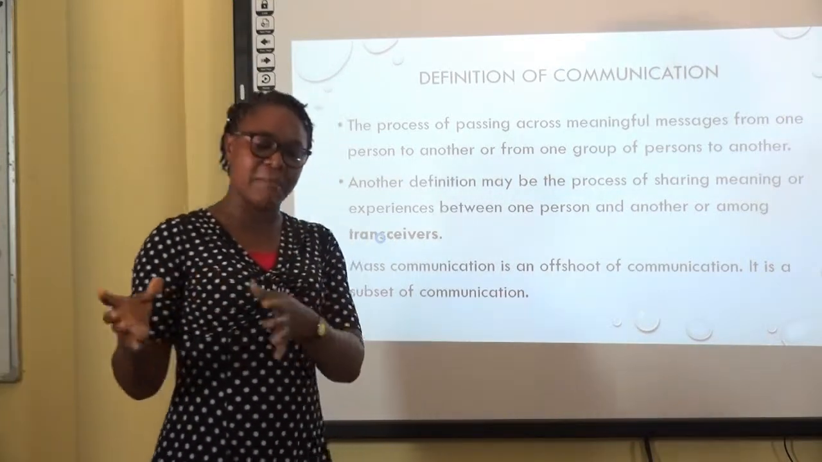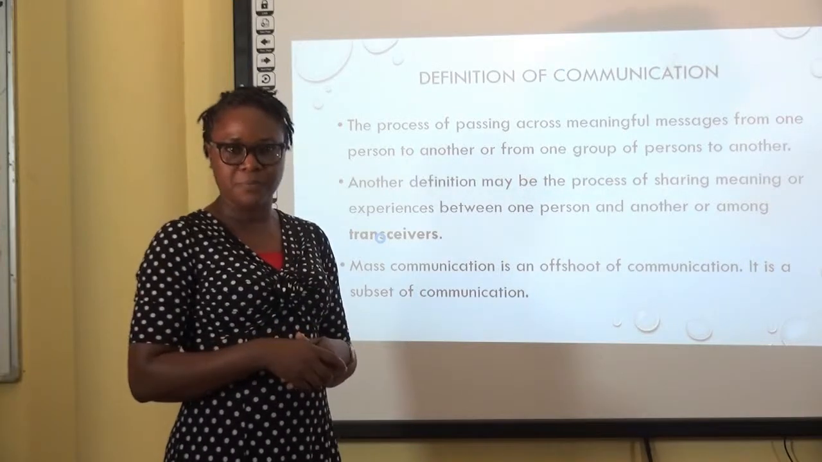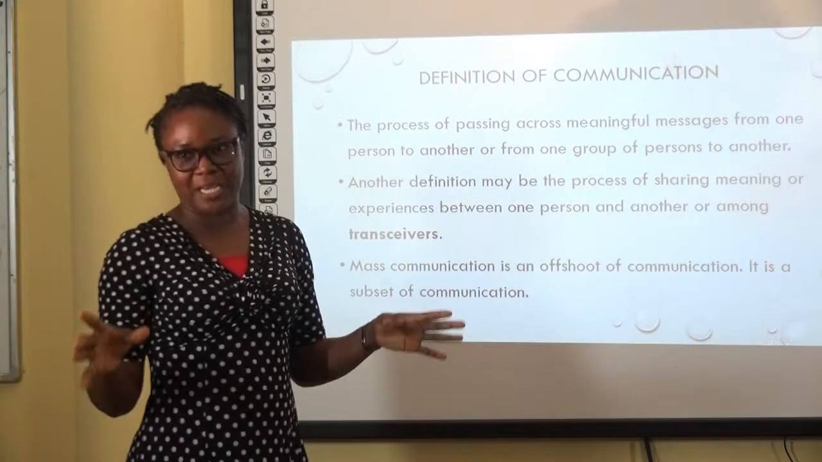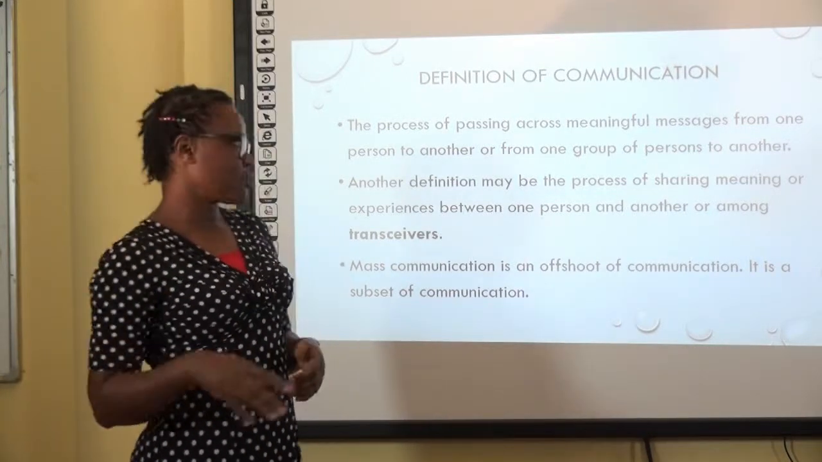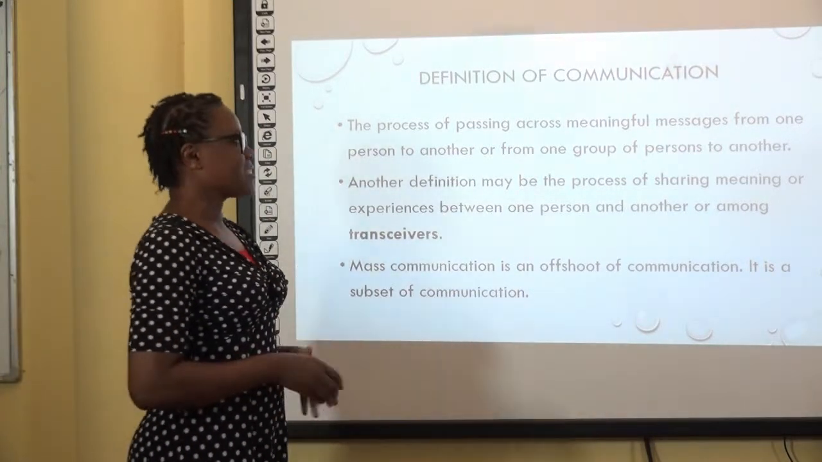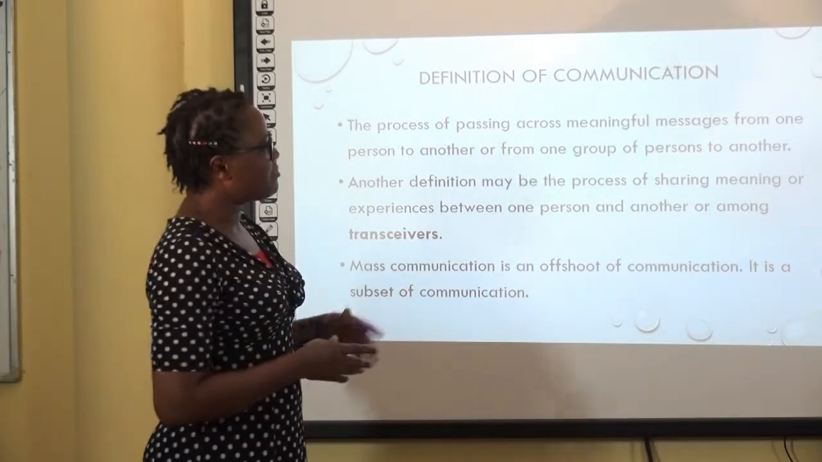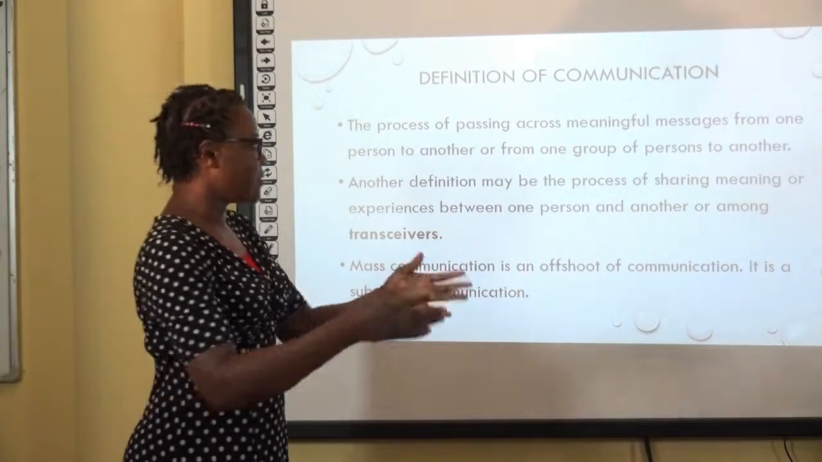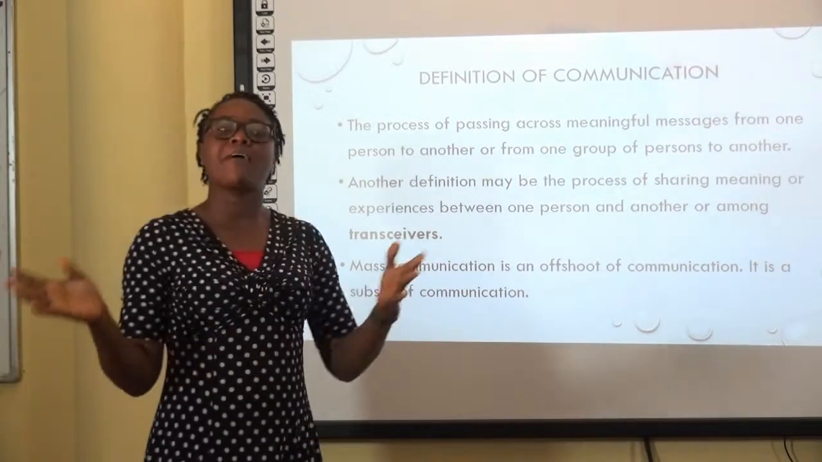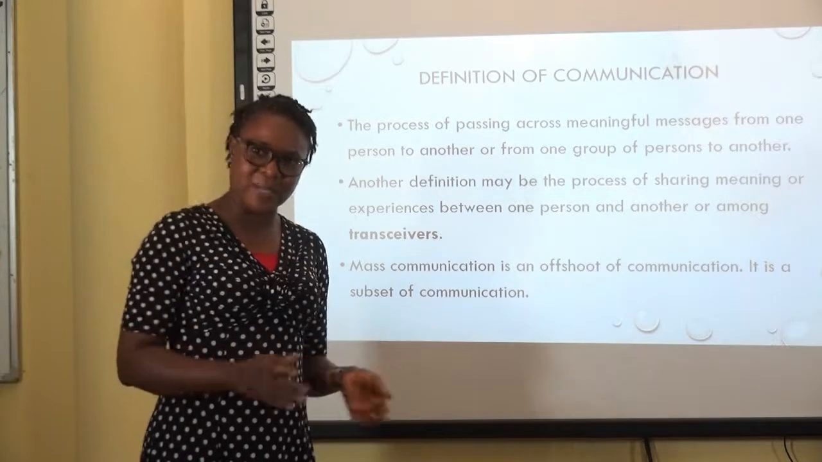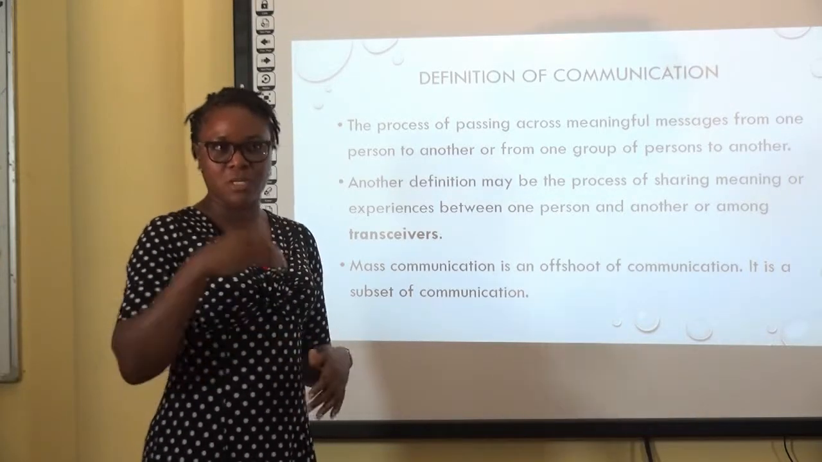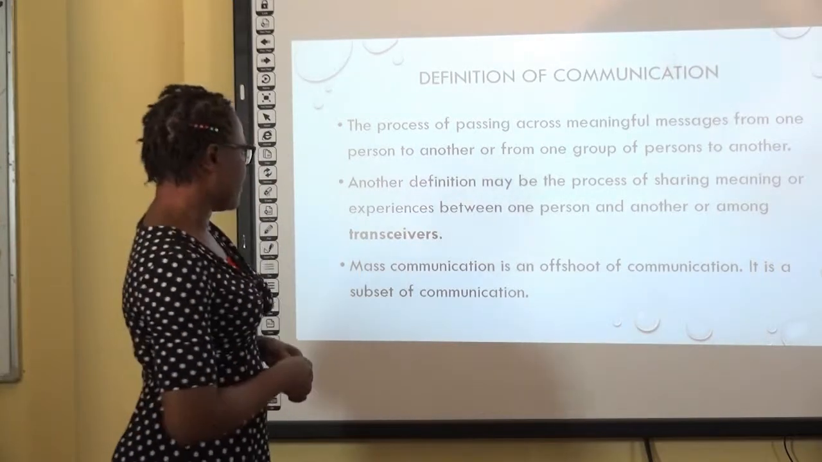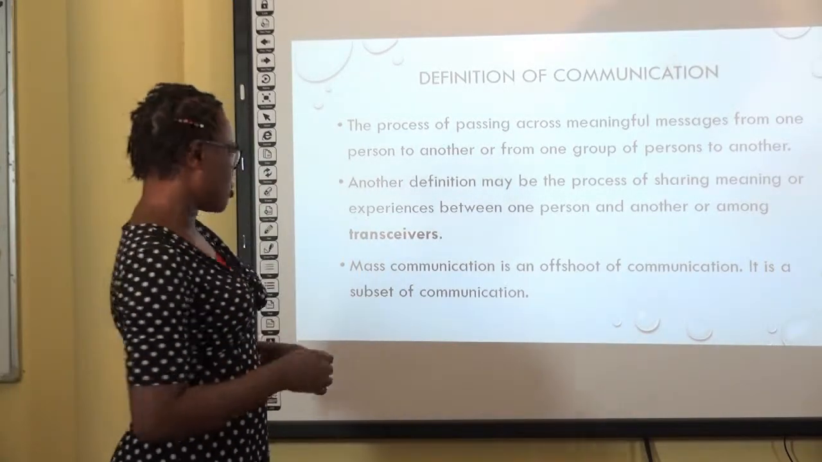Let's say mass communication is an offshoot of communication. So communication is wider or broader, if you like, than mass communication. So communication is the process of passing across meaningful messages from one person to another or from a group of persons to another group of persons. Of course, we know we have different levels, from the interpersonal level of communication to the group level, then we can go to the public level, and then we have the mass communication level.